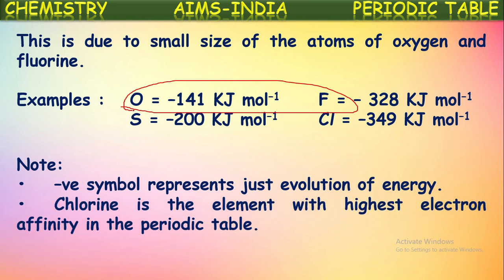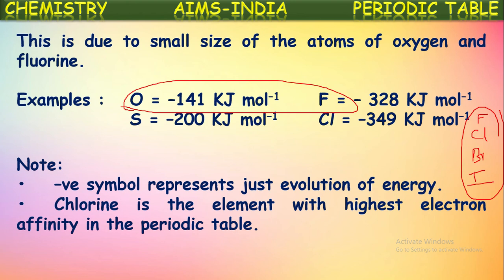And out of all the elements in the periodic table, chlorine has the highest electron affinity. We are telling that from left to right, electron affinity increases in a period till halogens. So halogens now have the highest electron affinity, that is fluorine, chlorine, bromine, iodine. These are the elements with the highest electron affinity in all the periods.